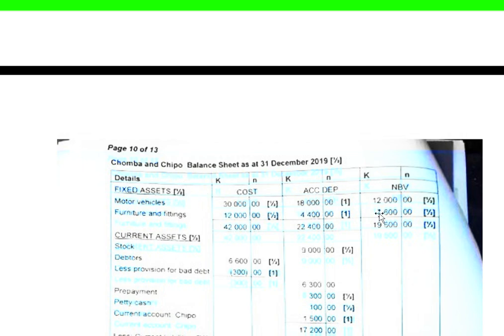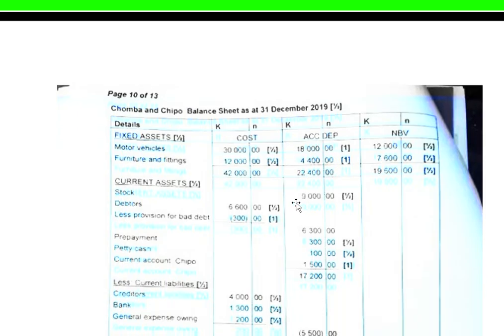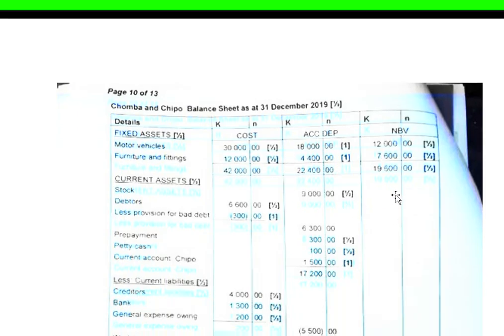There's the balance sheet, and let me explain quickly a little bit about the balance sheet while we're on a roll. Motor vehicles and furniture and fittings. We start a balance sheet. Assets equals owner's equity plus liabilities. So we're looking at the assets first, right? The fixed assets and the current assets.